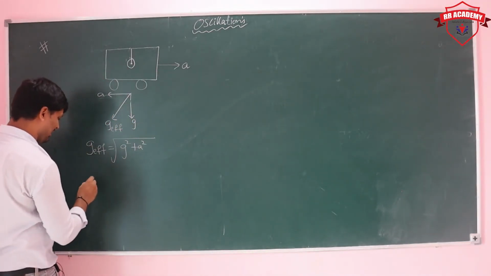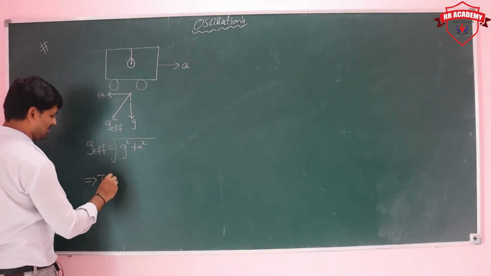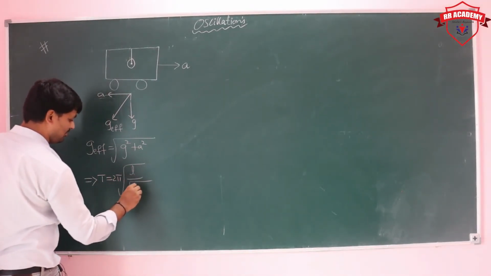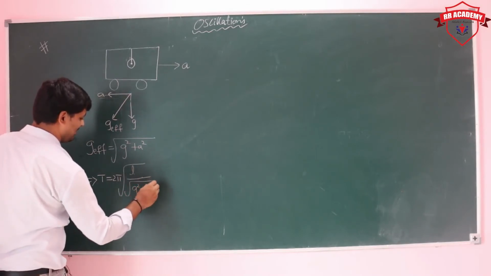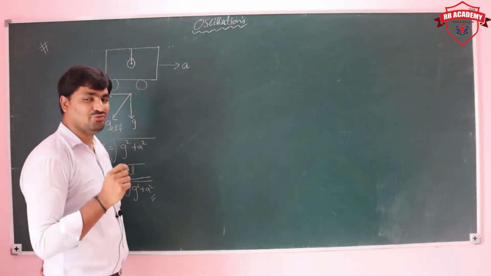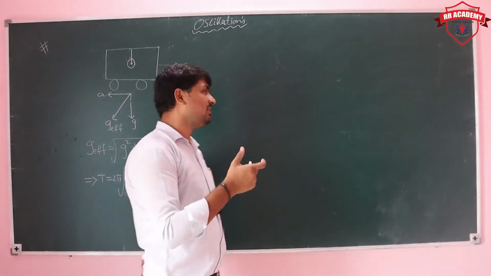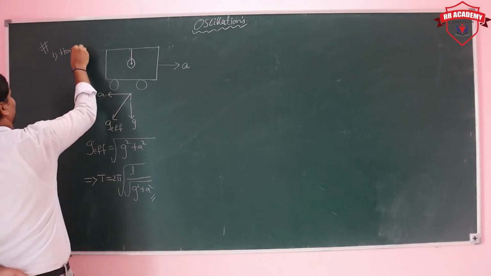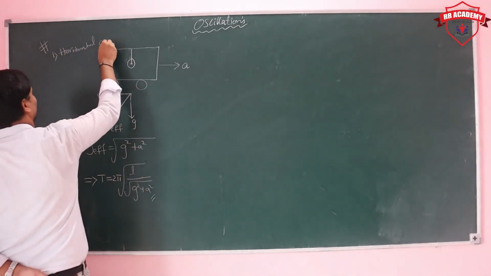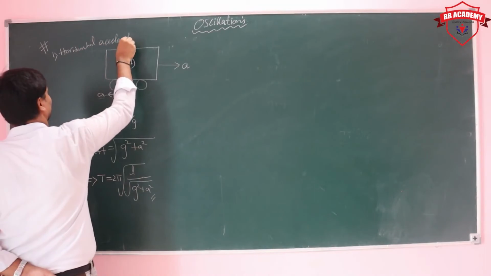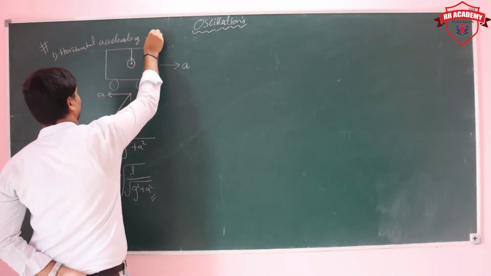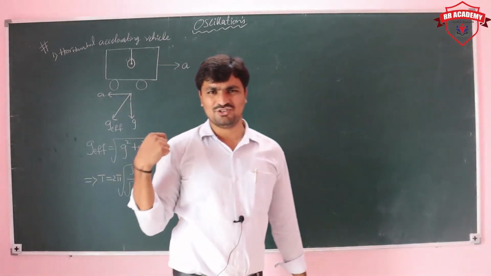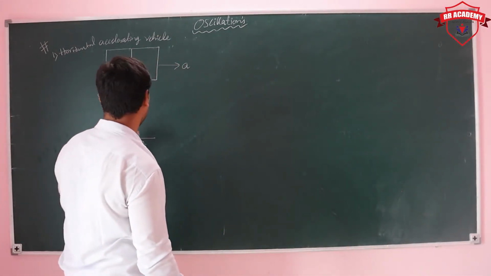So then the time period is 2 pi into under root L upon under root g square plus a square. This is the time period of the pendulum when the pendulum is in a horizontal accelerating vehicle. So then the time period of the pendulum is this much.